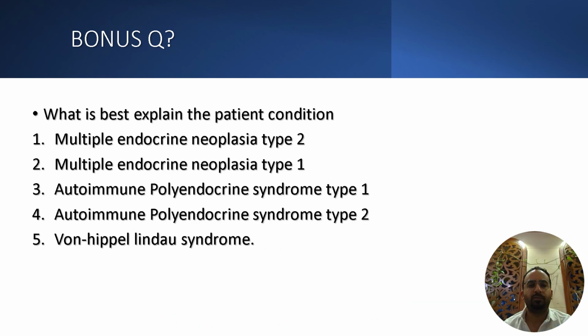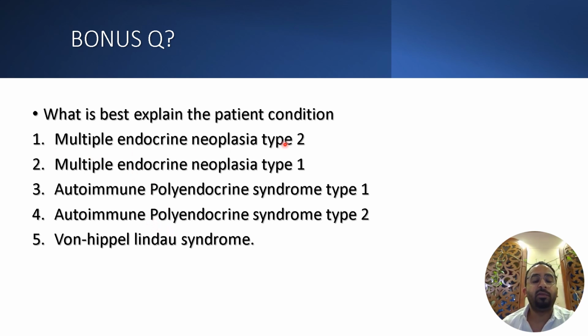So what best explains the patient's condition? All these choices from 1 to 5 represent different endocrine syndromes characterized by the presence of multiple endocrine diseases, like multiple endocrine neoplasia type 1, MEN2, autoimmune polyendocrine syndrome types 1 and 2, and finally von Hippel-Lindau syndrome. So what could be responsible for the patient's presentation?